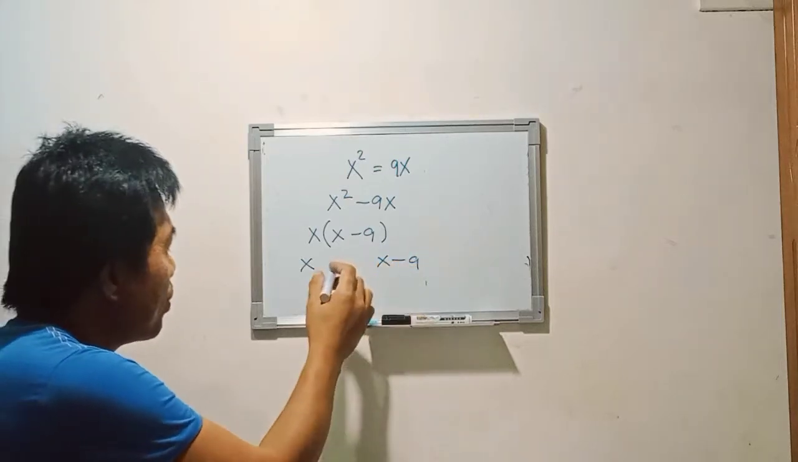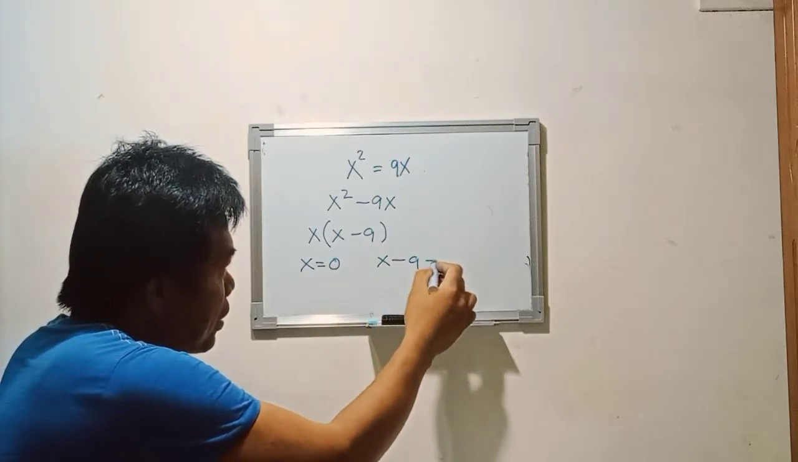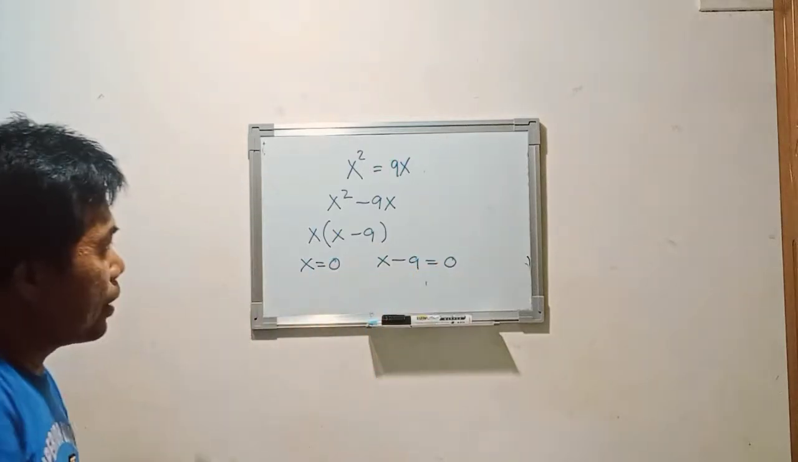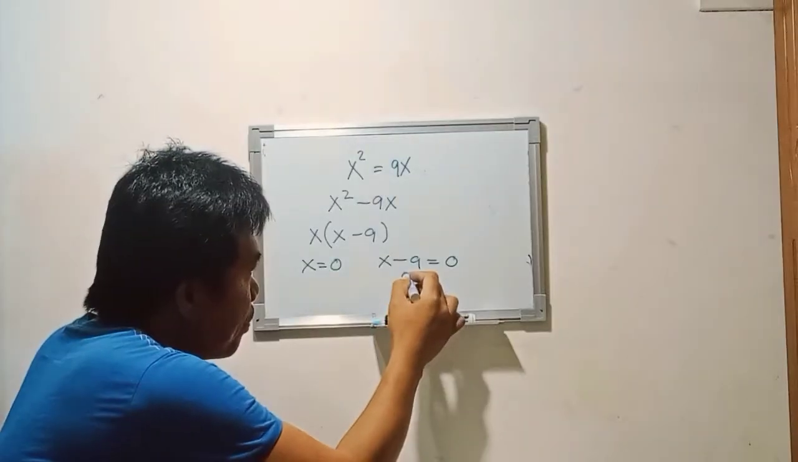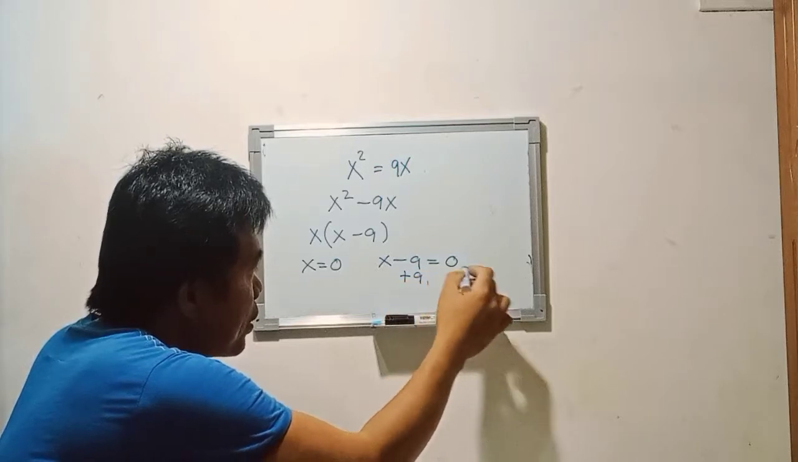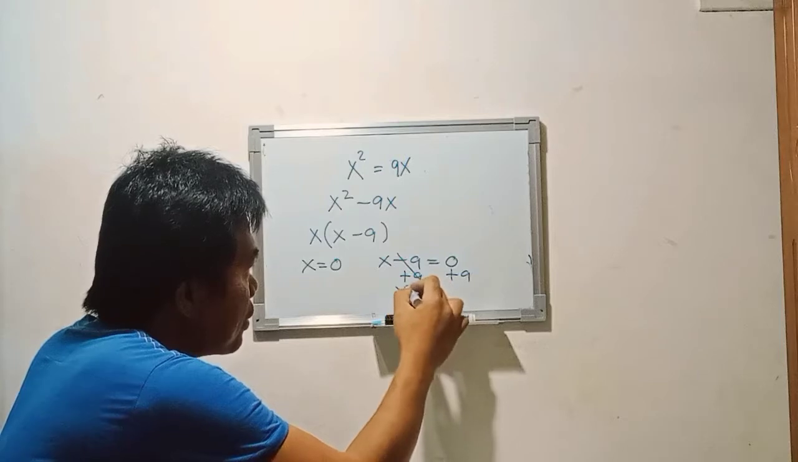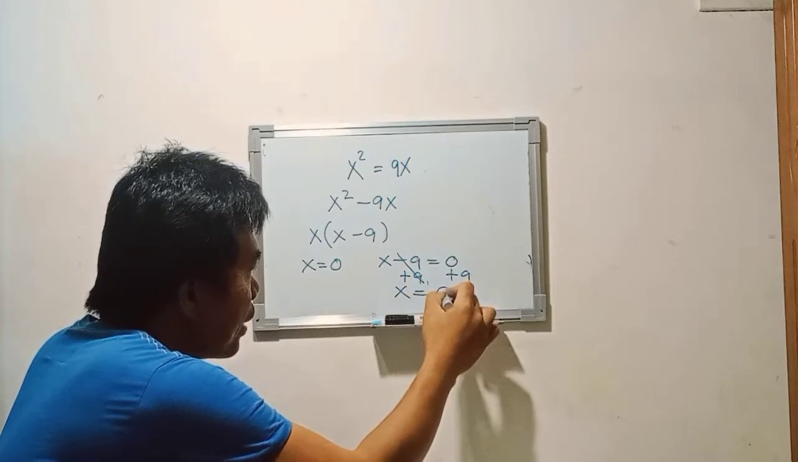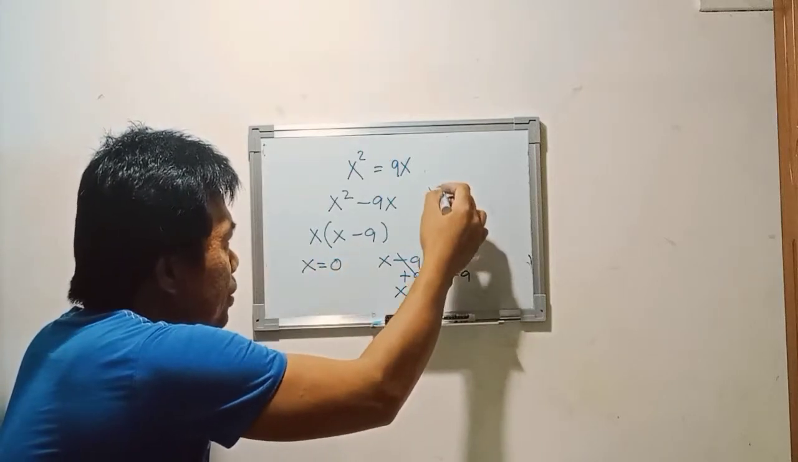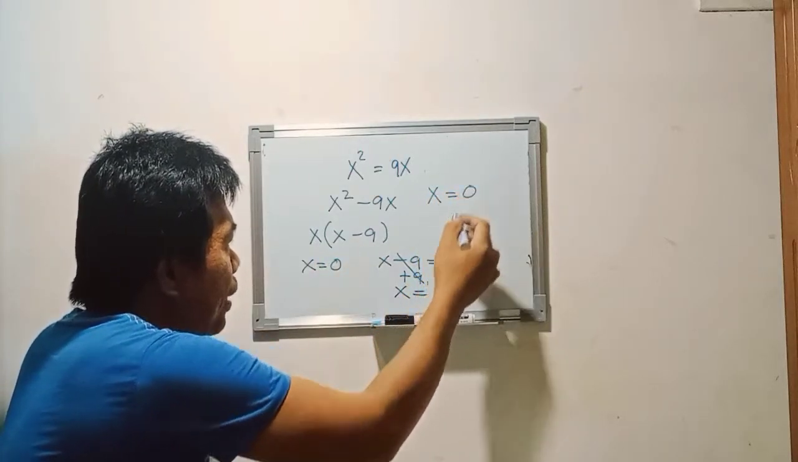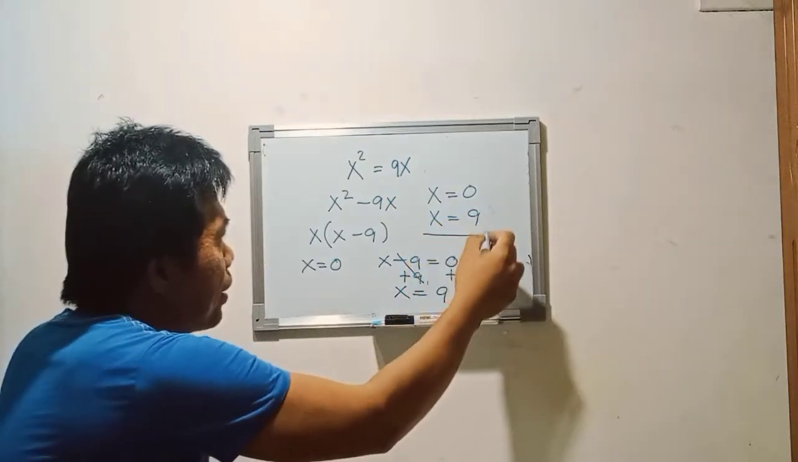Then zero property, x is equal to 0, x minus 9 is equal to 0. Then for this binomial we put plus 9 on both sides. So this one is cancelled out and x is equal to positive 9. So therefore, we have two solutions. First is x is equal to 0 and x is equal to 9. Okay, this is our answer.